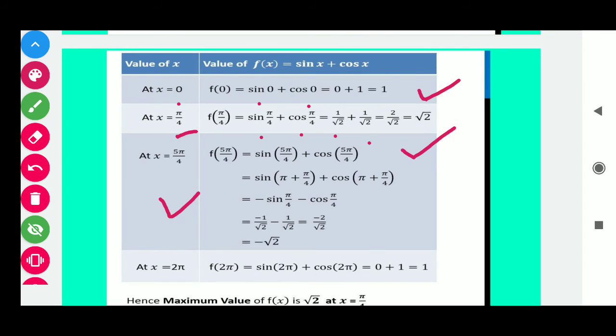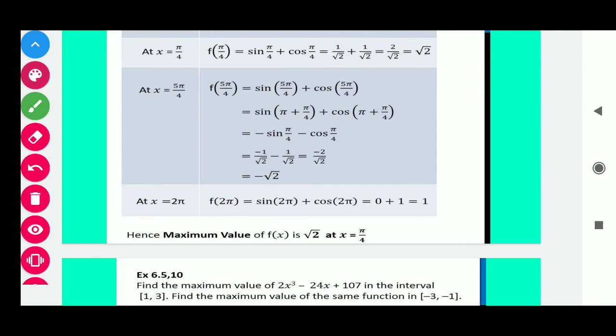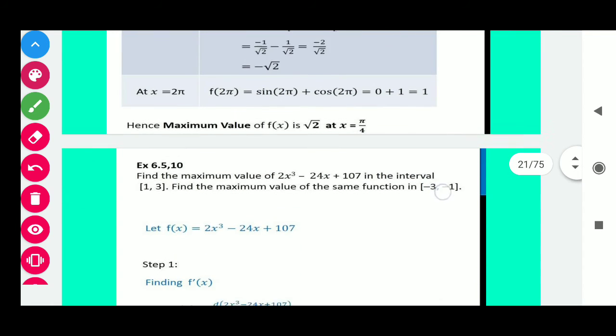If you put 5π over 4, we write π plus π by 4 in both the functions, and this lies in the third quadrant, and in the third quadrant sine and cos both are negative. So the values of sin 45 and cos 45 both equal 1 over root 2. Put these values, we get minus root 2. At x equals 2π, sin 2π is 0 and cos 2π is 1. You can see in the graph of sin x and cos x. So in this way our maximum value of f(x) is root 2 at x equals 45 degrees.